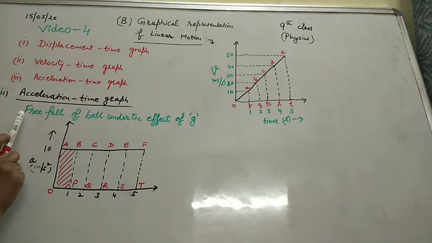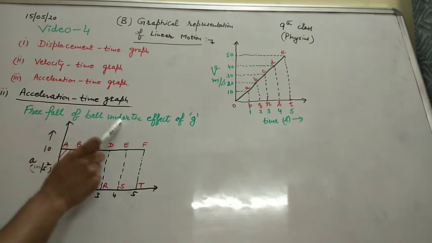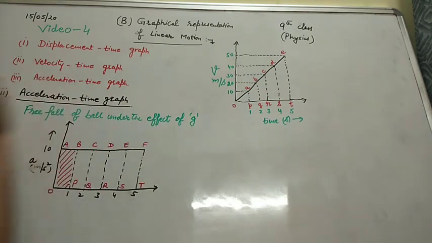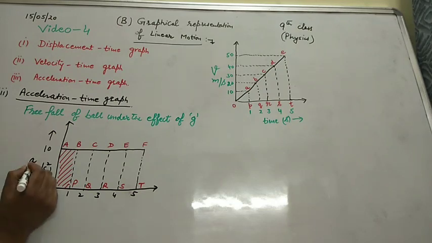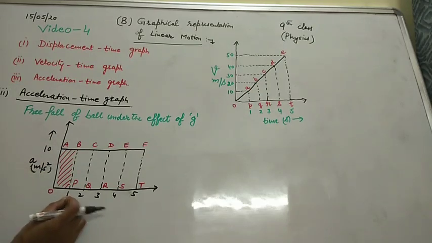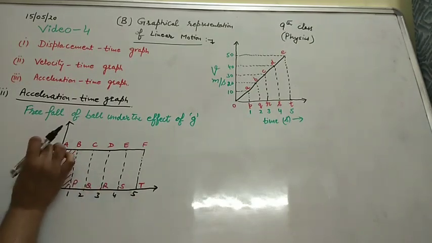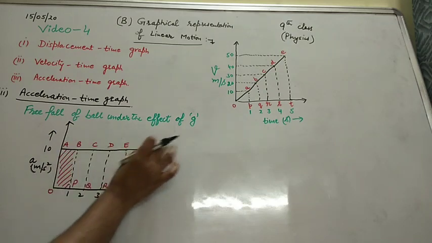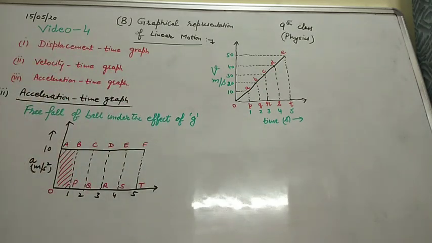For this very simple example, I am considering the free fall of a ball under the effect of gravity. The actual value of gravity is 9.8 meter per second square, but I am taking an approximated value, that is 10. So see here, this is the value of acceleration due to gravity. For 1, 2, 3, 4, 5 seconds the body is falling freely, it will remain the same, that is 10 only.